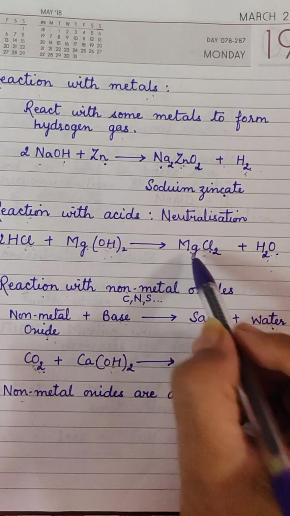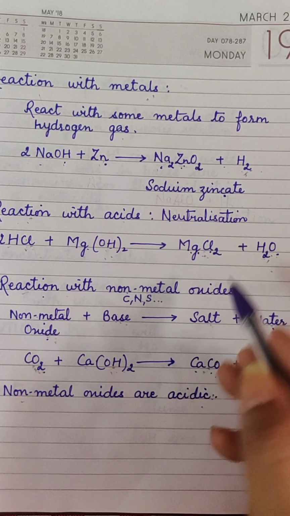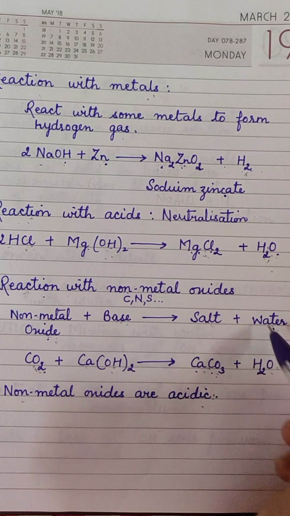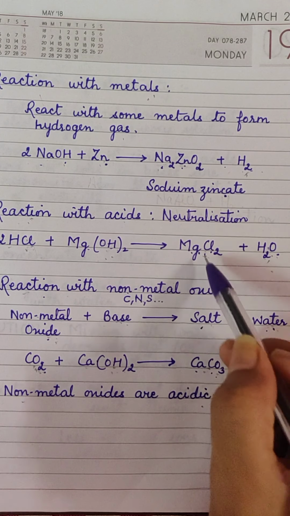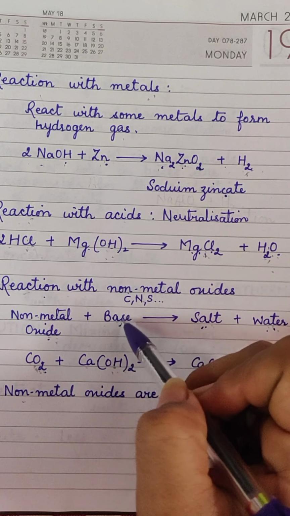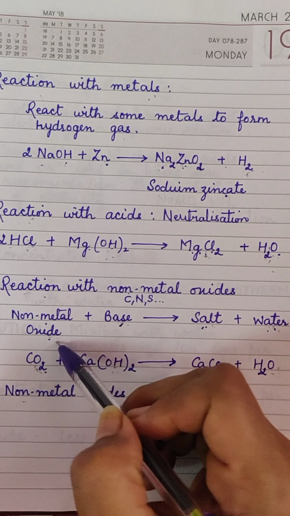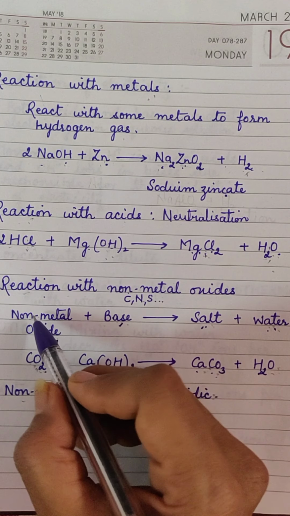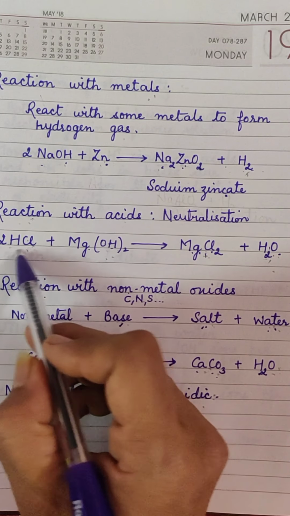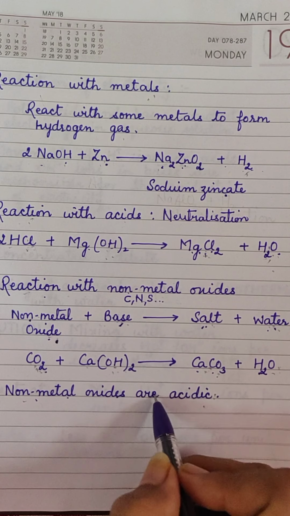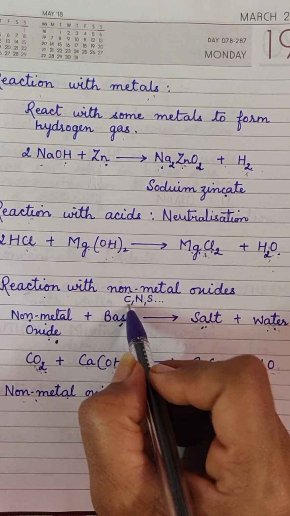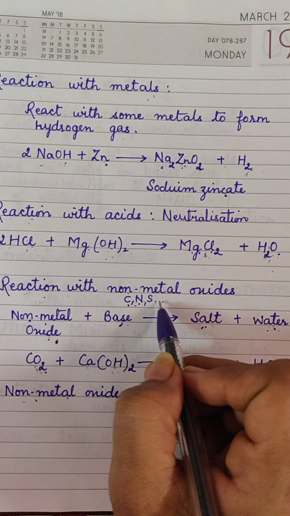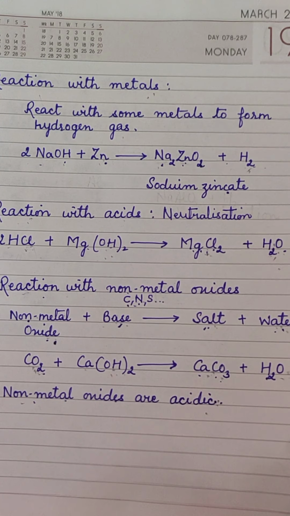Okay, now look at these two equations, the equation of neutralization reaction and the equation for the reaction of bases with non-metal oxide. Water is same, salt is same, one of the reactants is same, base. So the other reactant should also be same. So what can we conclude? Non-metal oxides are acidic in nature. So carbon dioxide, nitrogen dioxide, sulfur dioxide are all acidic oxides. Okay, these are the properties of bases.